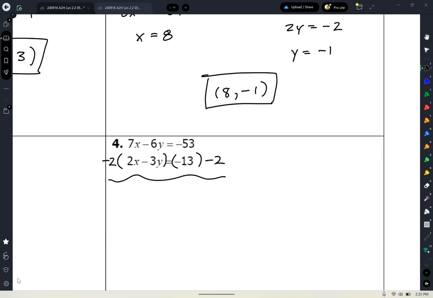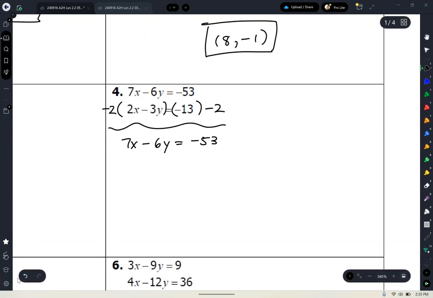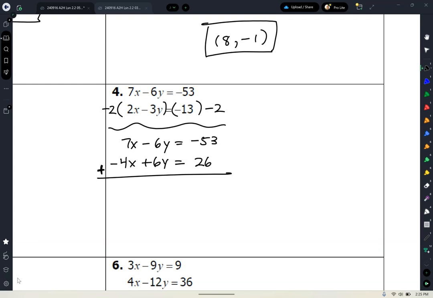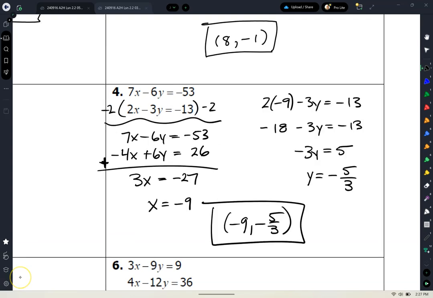So I'm going to rewrite my problem. So now I've got 7x minus 6y is equal to -53. And then -4x plus 6y is equal to +26. Yeah? And then once I do that, I'm ready to do my big addition problem. Okay, you finish it up. Come up with -9 and -5/3.